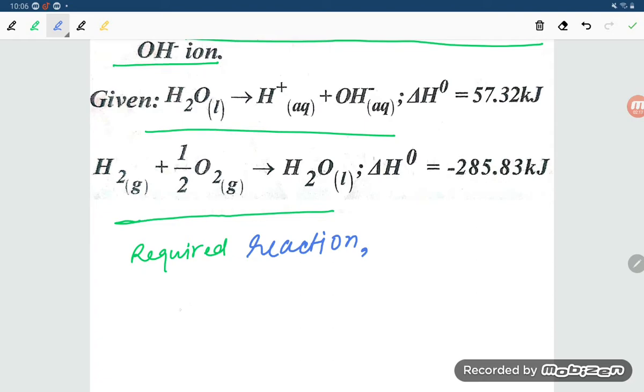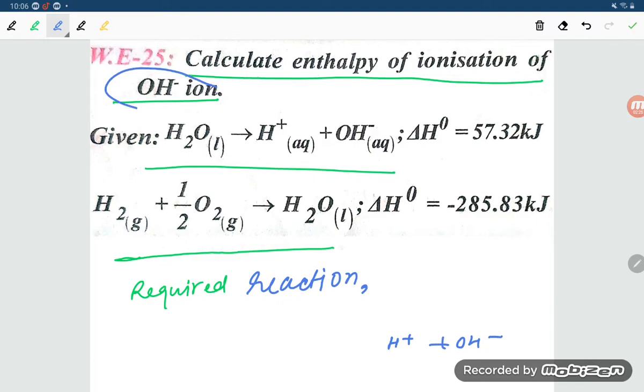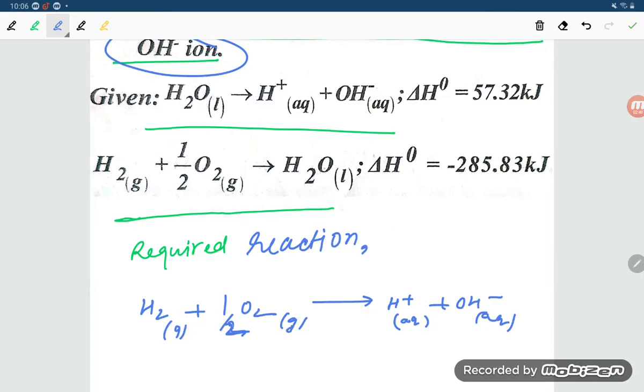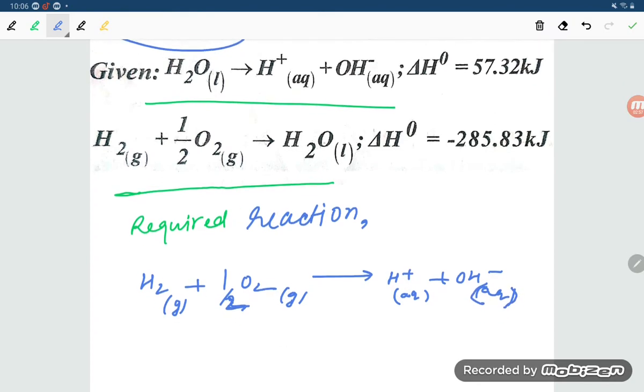The required reaction is, we have to get H plus and OH minus, because they are asking the ionization enthalpy of the OH minus ion, which is in aqueous solution. We get it from H2 plus half O2, since oxygen is O2 you multiply by half. These H2 and O2 are in the gaseous and elemental state. From here you are getting H plus and OH minus ions.